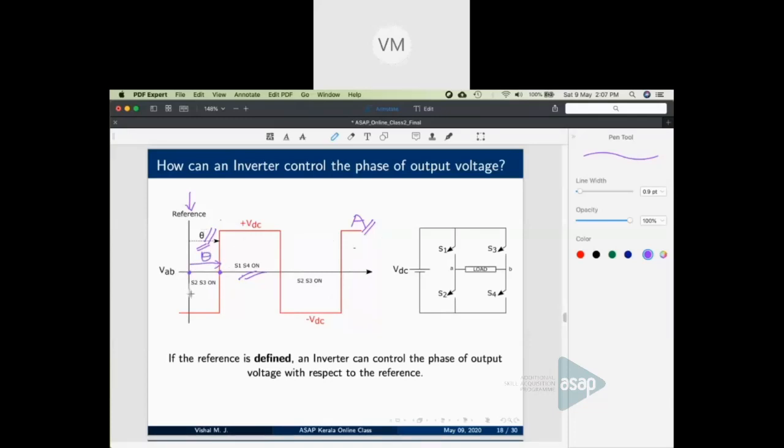So if you know your reference, remember, if your reference is defined, then it's child's play for the inverter to control the phase of your output voltage. Hope the concept is clear. So pulse width modulation is for voltage magnitude, frequency modulation is for frequency, and the third parameter which the inverter can control is phase. That is with respect to a reference, which means your reference has to be properly defined. If it is defined, then the inverter can control the voltage magnitude, frequency, as well as phase of the output voltage with respect to that reference.